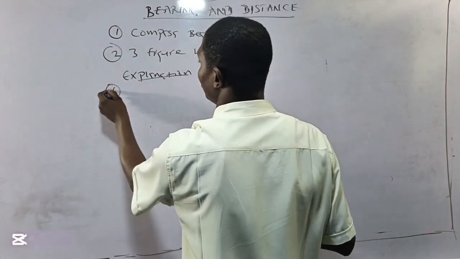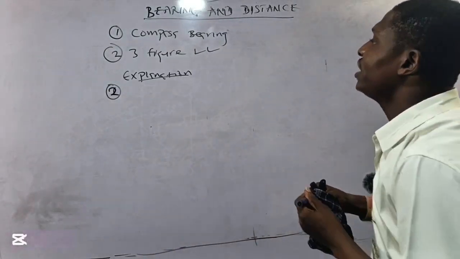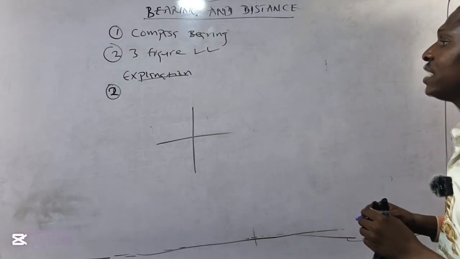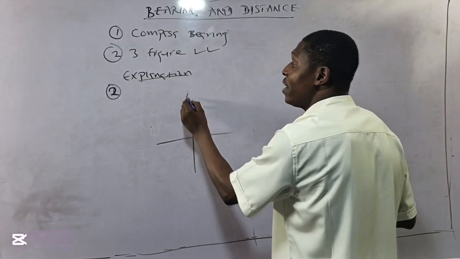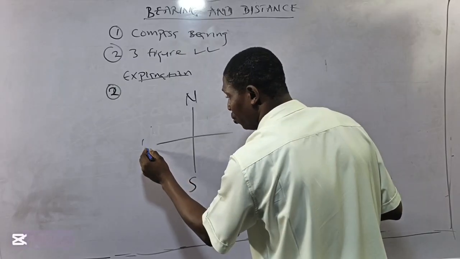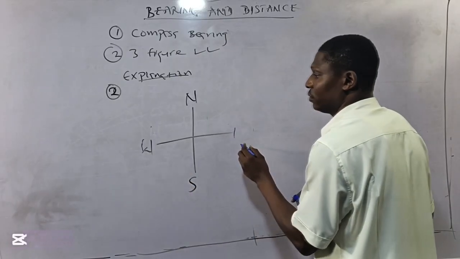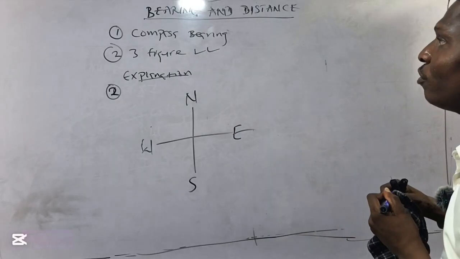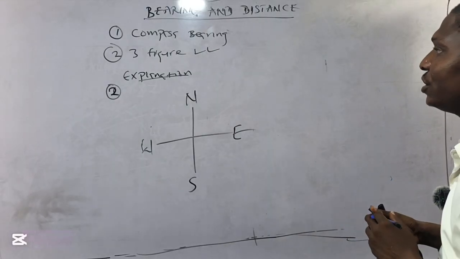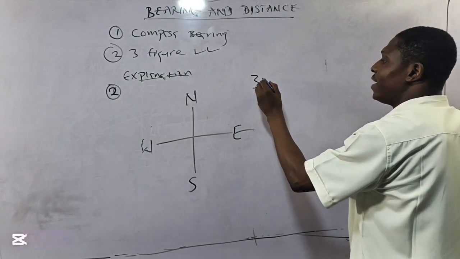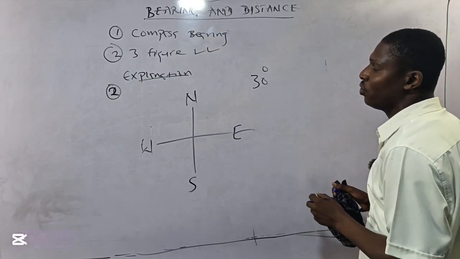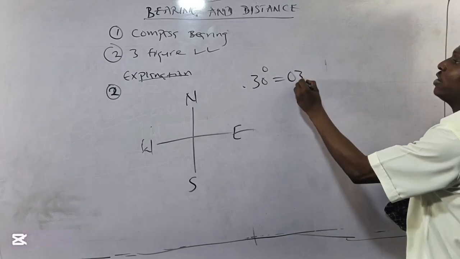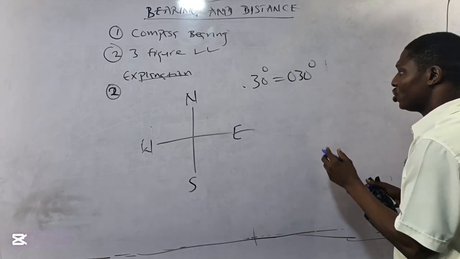So the second explanation: three-figure bearing. Three-figure bearings are bearings that generally start from the north. Three-figure bearing must start from the north. Take note. And the word three-figure means it must carry three digits. So if I say 30 degrees, I'm wrong. It should be 030 degrees. This first 0 is just to make it three-figure.